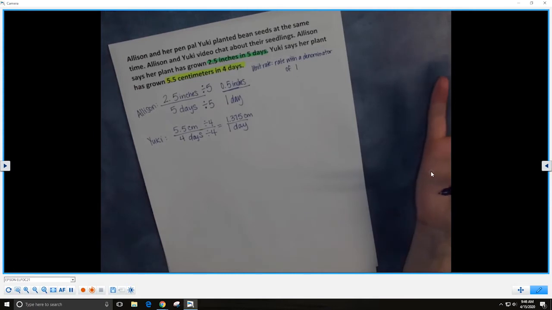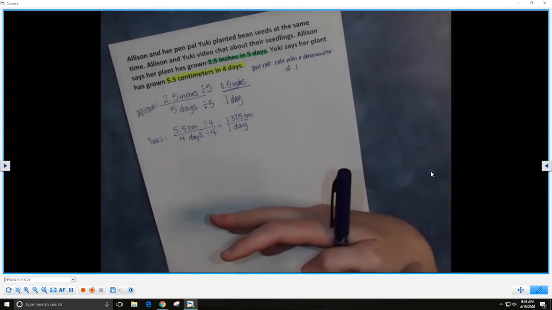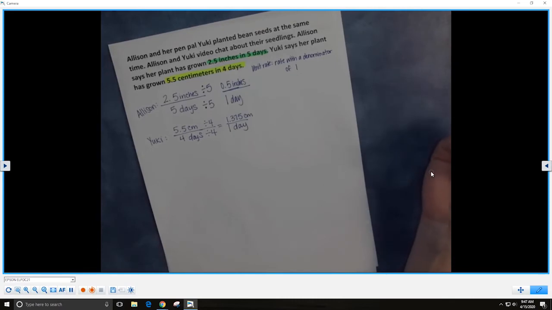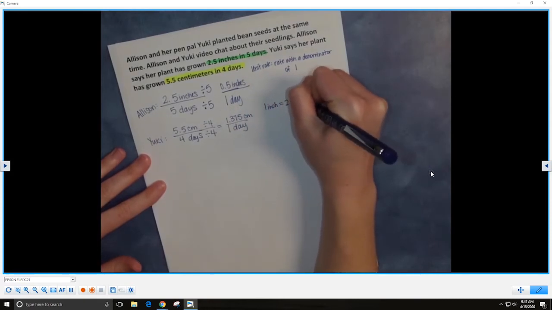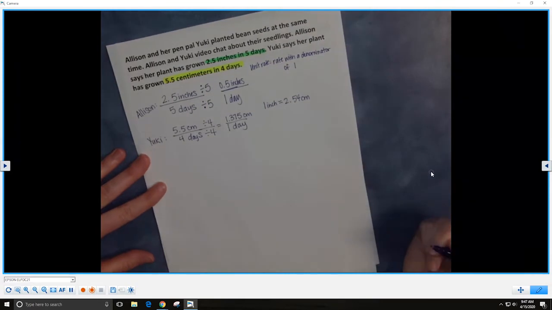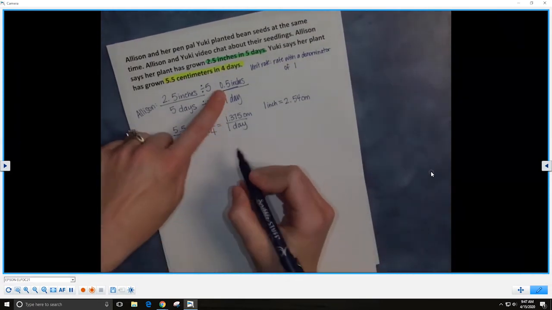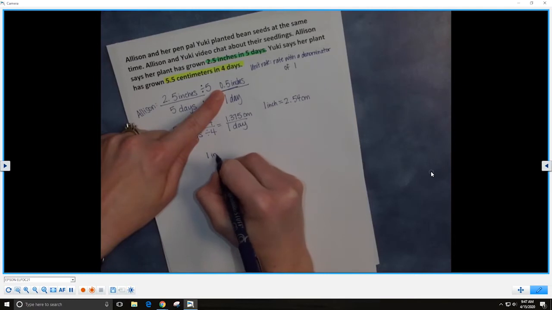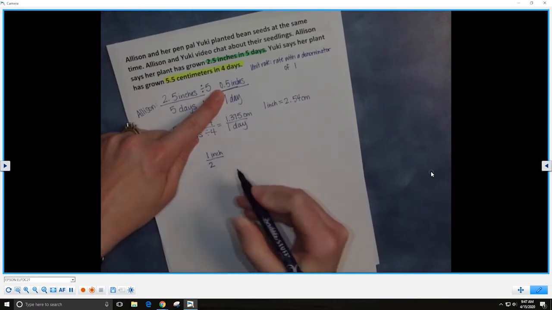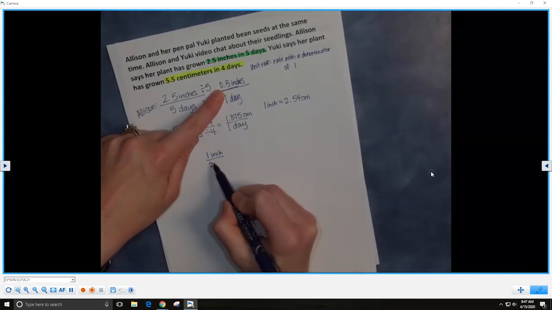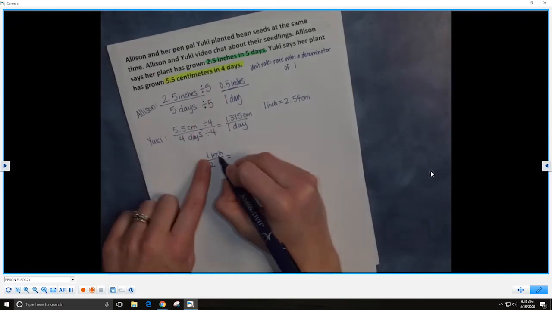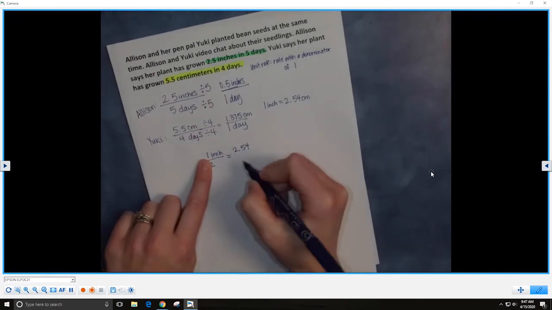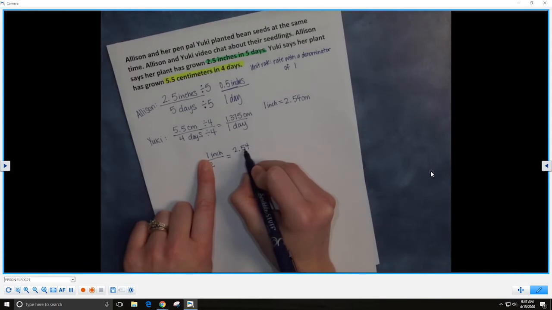You are correct. We need them to be the same unit. So we have to convert one of them into the other one. Do you know how many centimeters are in an inch? I hope you said that 1 inch is equal to 2.54 centimeters. So if Allison's plant grew 1 inch every 2 days, so 1/2 an inch every day, then that 1 inch is equal to 2.54 centimeters. So 1 inch is 2.54 centimeters.